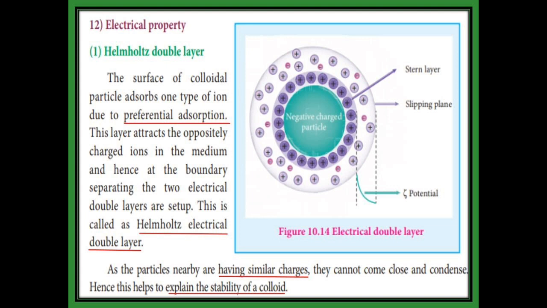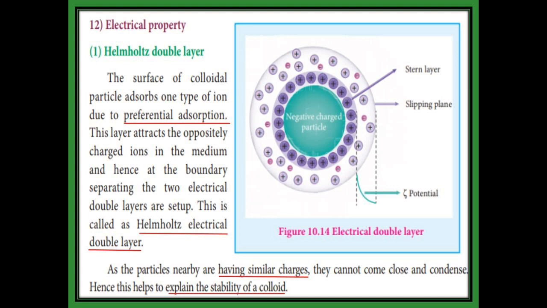That two-layer structure is formed at the boundary of the charged particle. That is called the Helmholtz electrical double layer. So each colloidal particle adsorbs the opposite type of ion. Negative means it adsorbs the positive. A positive colloidal particle adsorbs the negative particles from the dispersion medium. So it preferentially adsorbs the oppositely charged ions from the medium, and that boundary is separated by the electrical double layer.